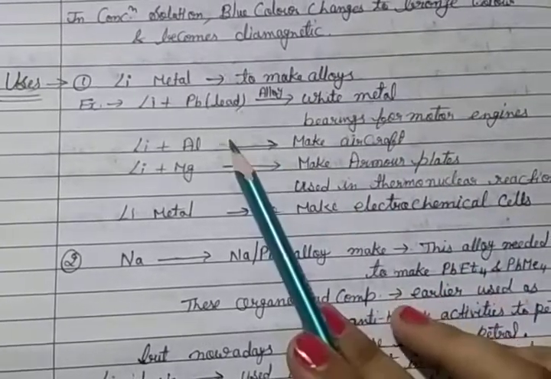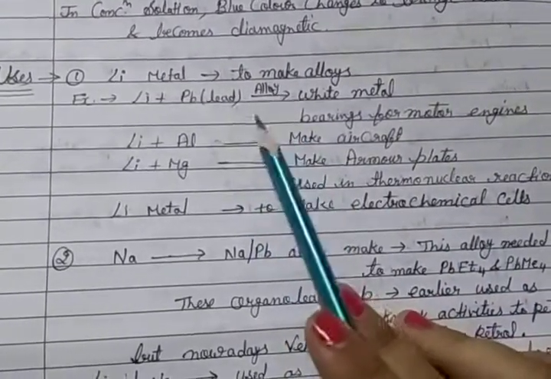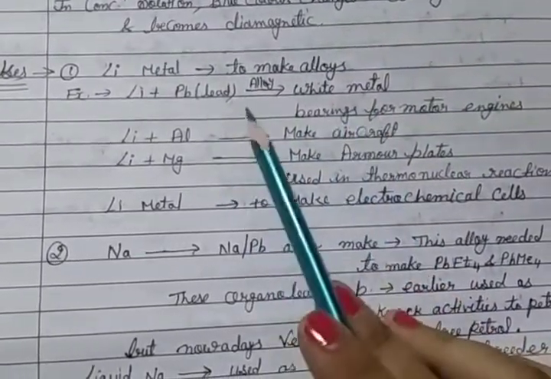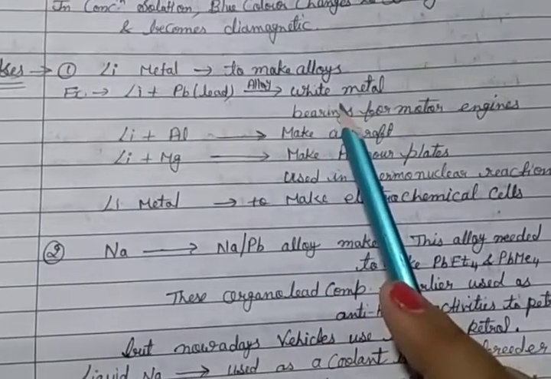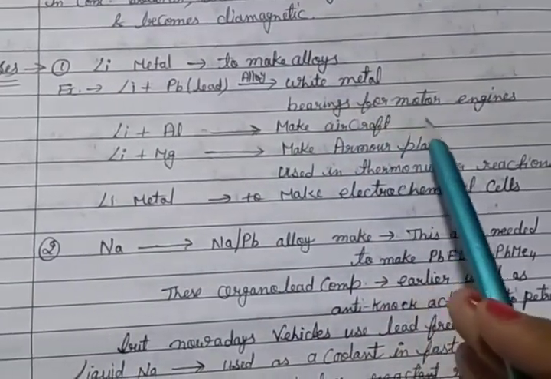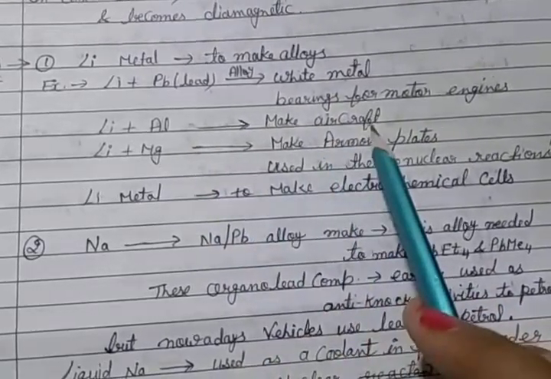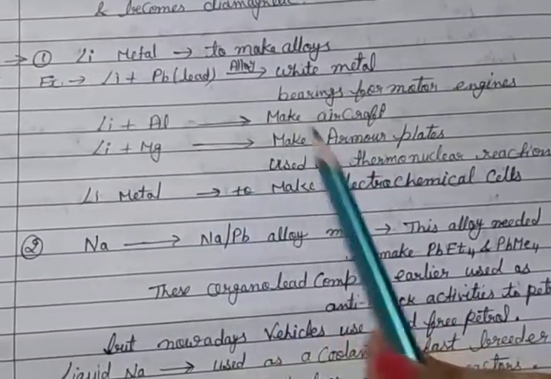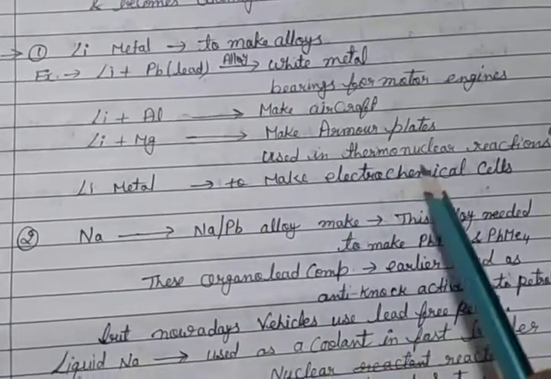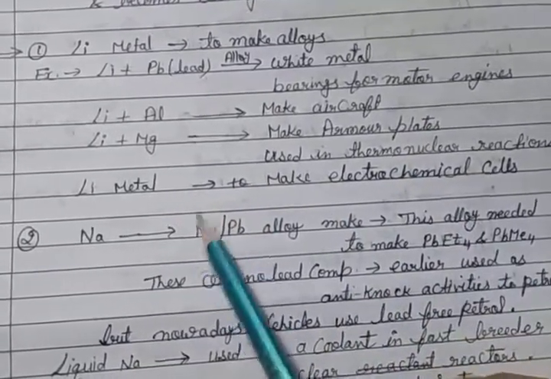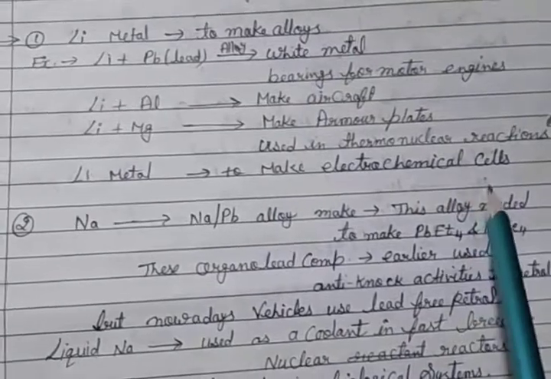So the first use of lithium metal is to make alloys: lithium plus lead is used as a white metal bearing for motor engines. Second, lithium plus aluminium makes aircraft. Lithium plus magnesium makes armor plates used in thermonuclear reactions, and lithium metal is used to make electrochemical cells.